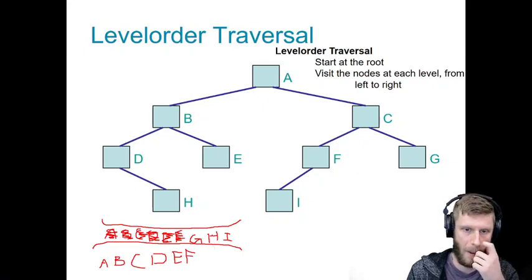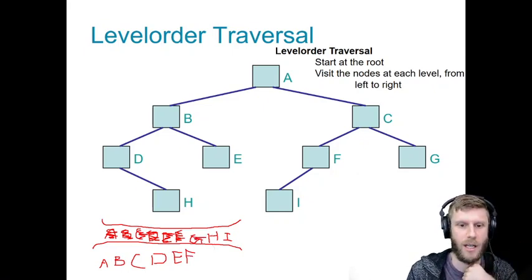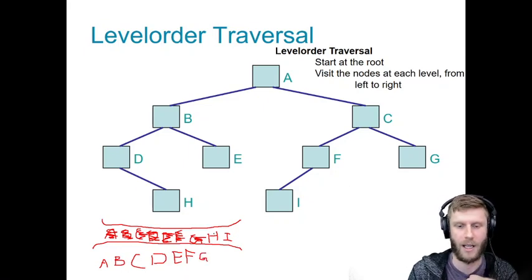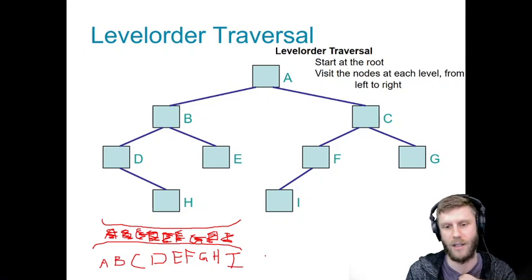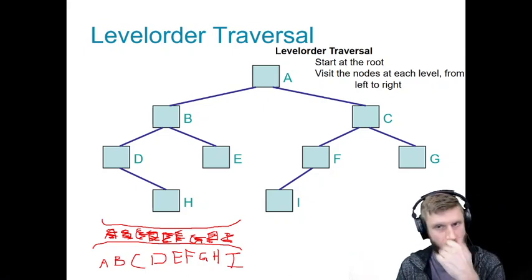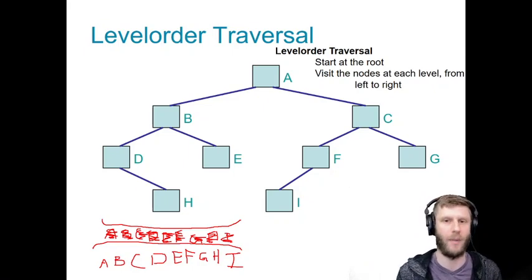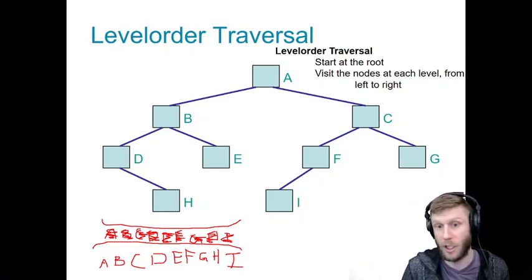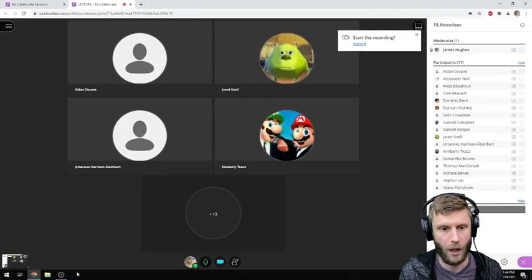Big mistake. Okay, now we can dequeue G. Add the left, nothing there. Add the right, nothing there. I forgot to print it again. Dequeue H, print it out. Add the left, nothing there. Add the right, nothing there. Dequeue I, print it out. Add the left, add the right, nothing there. When the queue is empty, we know we're done. So that is your typical easy implementation of a level order traversal. It makes use of a queue. Pretty cool, eh?